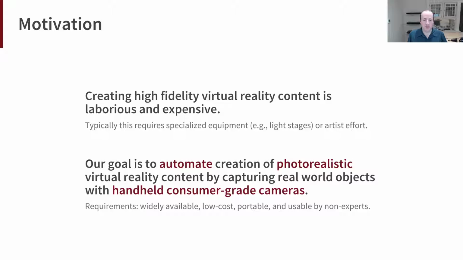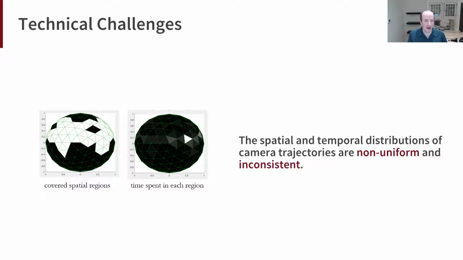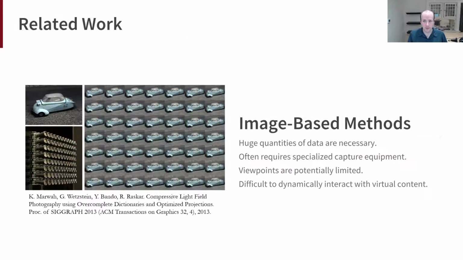Many of the people in this audience probably have firsthand experience creating virtual reality content, so I probably don't need to spend too much time explaining that this process can be time-consuming and expensive. Our goal in this work is to enable automatic creation of VR content by capturing real-world objects with widely available low-cost hardware. Any such system would need to be portable, so it can easily be brought to capture an object in situ, and also usable by non-experts, meaning people who do not have PhD-level knowledge of computer vision and 3D reconstruction. These requirements introduce some notable technical challenges because the camera movements are typically unconstrained, and often both the spatial and temporal coverage of the object is inconsistent and unpredictable.